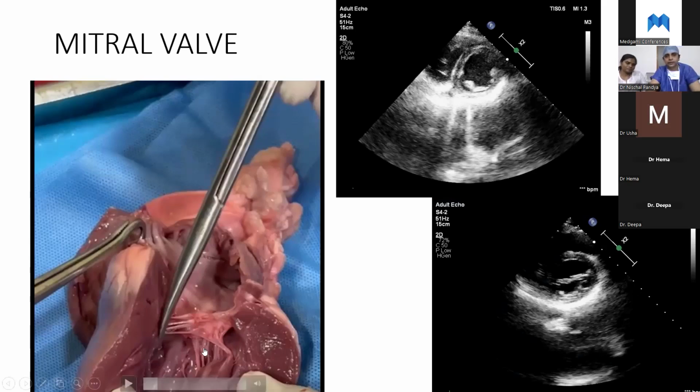Now coming to the mitral valve over here, it's basically an inverted bishop's mitre, and that's why it's a mitral valve. So you have the anterior and posterior leaflets, and the anterolateral and posteromedial papillary muscles.